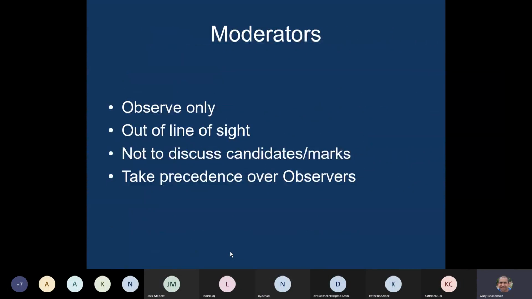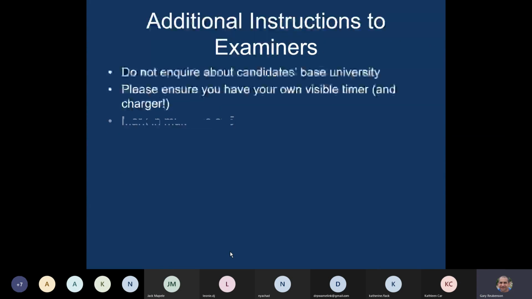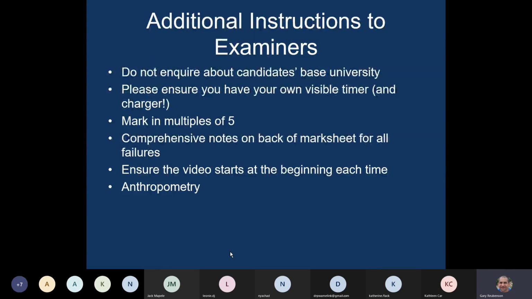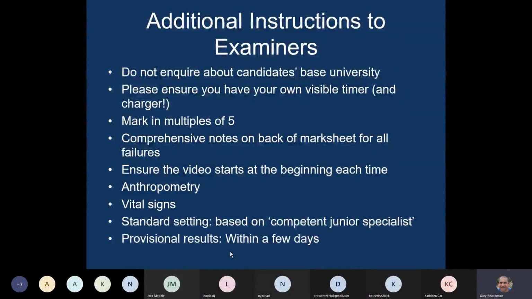The moderators, again, stay out of line of sight. They only observe. They're not involved in actually allocating marks. They're really there to make sure that examiners are treating candidates appropriately. A couple of additional things for the examiners. They're told not to ask about the university you come from. They must have their own timers. They mark in 5s. They make comprehensive notes on the back of the mark sheet so that when you're getting your feedback, there's some useful information that actually makes a difference to your preparing for the next exam.